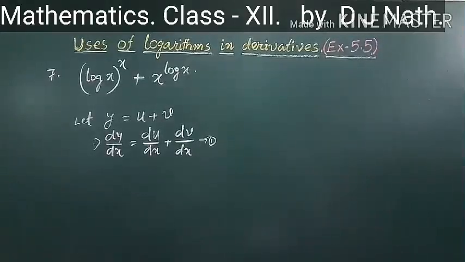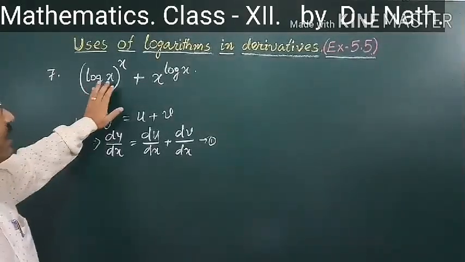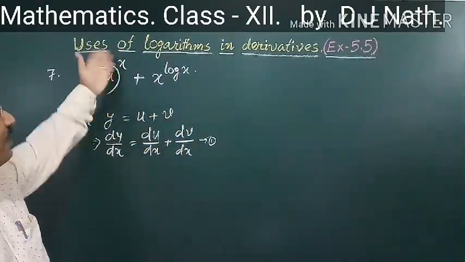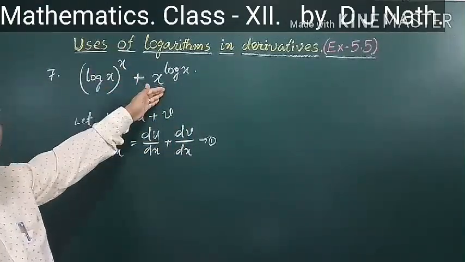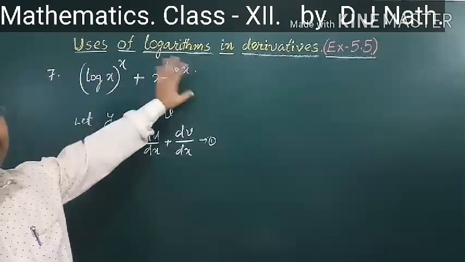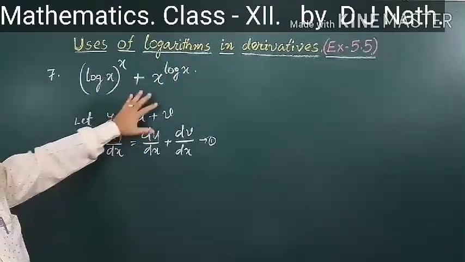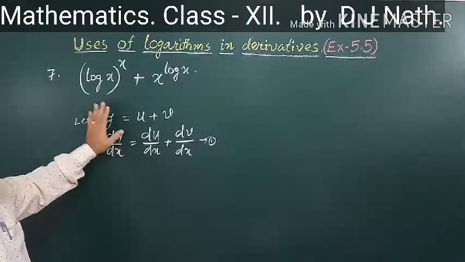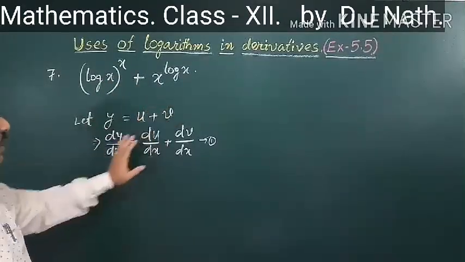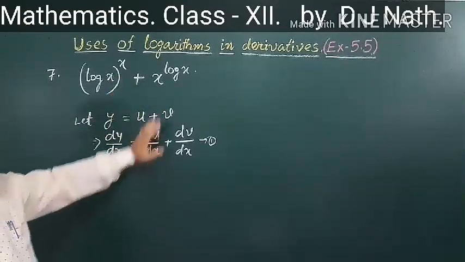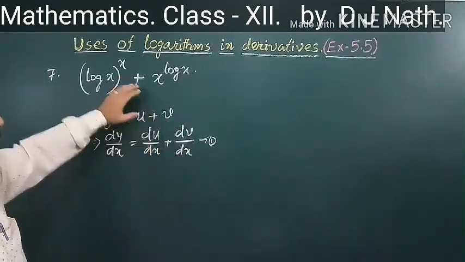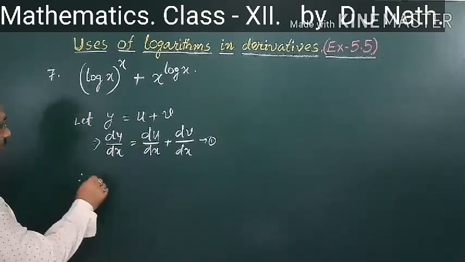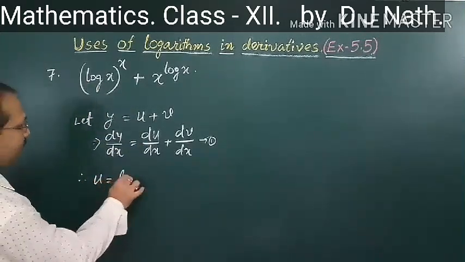Equation number 7, what is given? It is (log x) to the power x plus x to the power log x. So here, what is the power? It has come in the base, and what was the base has gone to the power. For this type of equation, wherever there are two terms, we'll use y is equal to u plus v, so that dy/dx will be equal to du/dx plus dv/dx. Where u is equal to (log x) to the power x.